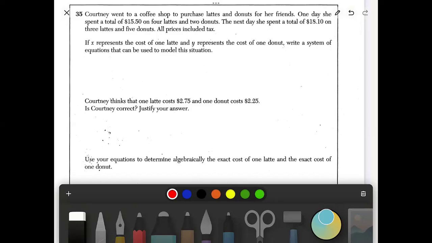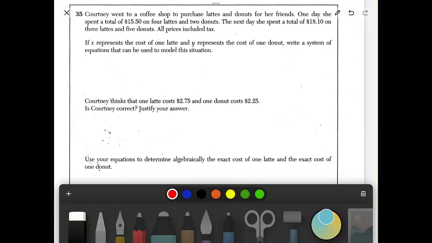Now, I just said that this is going to be two linear equations, and there's two ways that you can do it. There's two formats. Either you're going to use the slope-intercept form or you're going to use the standard form, and we are going to be using the standard form. So let me show you exactly what you need to do.